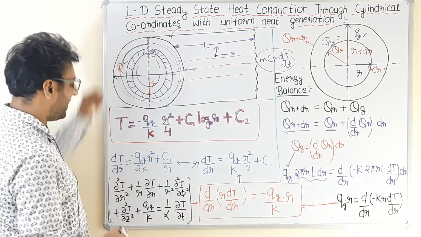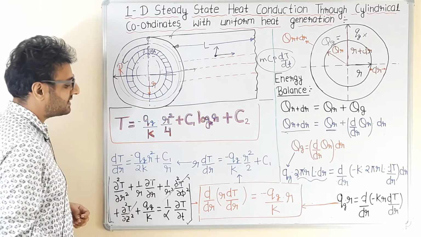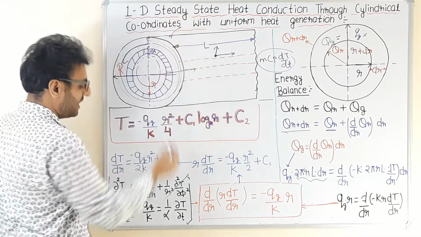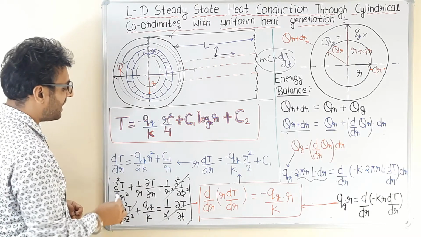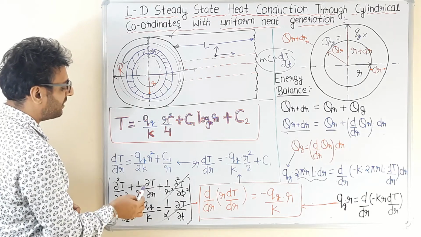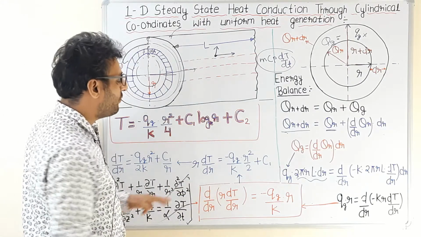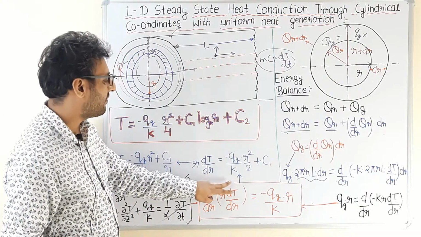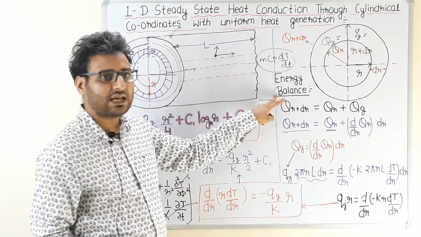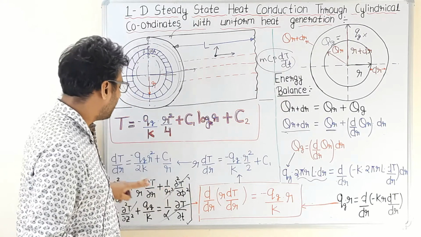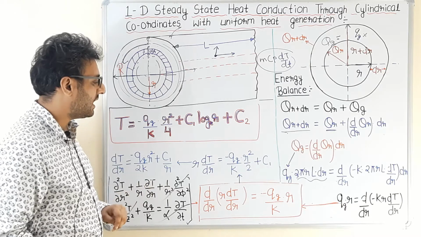Our case is 1D, so we have neglected heat flow in the tangential and axial directions, and we have considered steady state, so the change of temperature with respect to time will be 0. So we are left with this term, and after rearranging we get the same differential equation. So we can get this differential governing equation from two methods: the first is basic energy balance, and the second is from the general heat conduction equation for cylindrical coordinates.